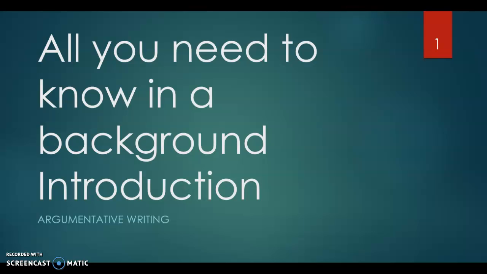I suppose that you already know what background is. In a research, in a thesis, in a journal, or in any kind of research, there should be an introduction. In the introduction, there will be a background of it. That is what we're going to talk about today.